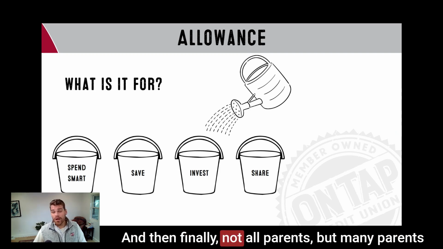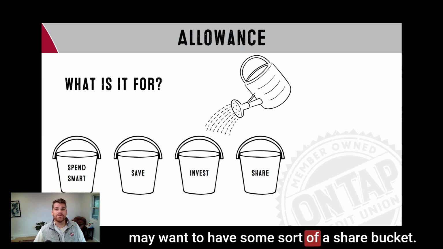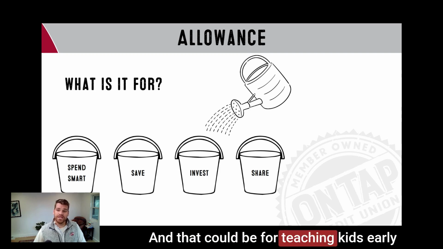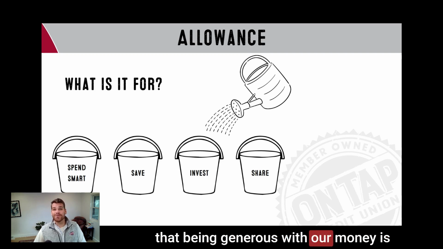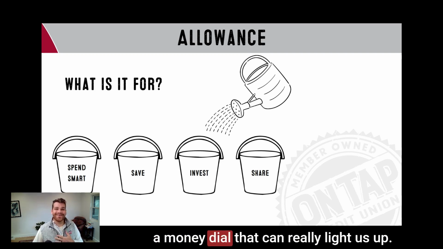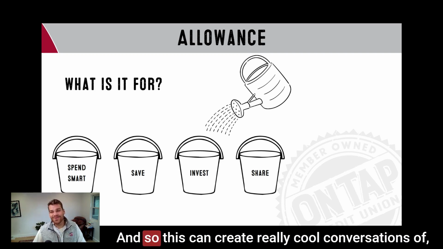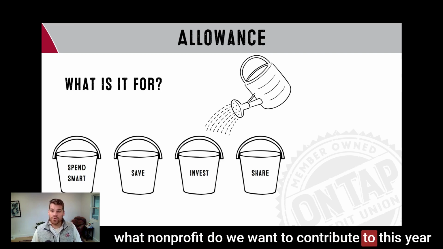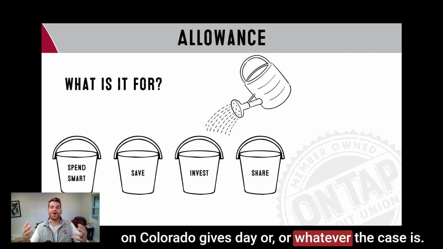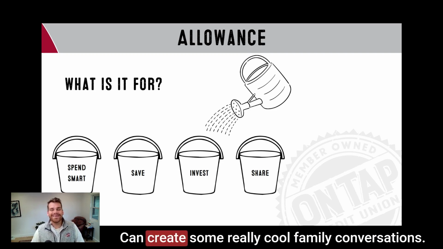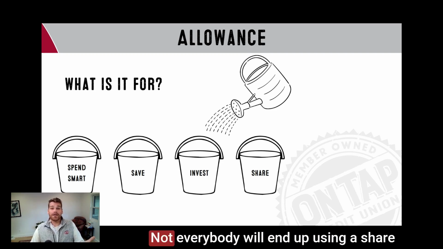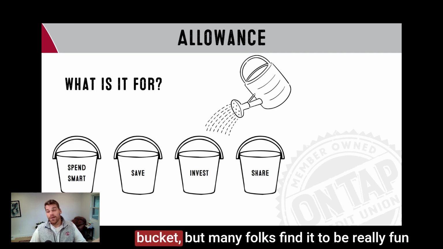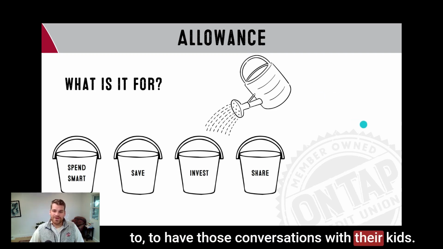And then finally, not all parents, but many parents may want to have some sort of a share bucket. That could be for teaching kids early that being generous with our money is a money dial that can really light us up. And so this can create really cool conversations, whether it's tithing or what nonprofit we want to contribute to this year on Colorado Gives Day or whatever the case is. This can create some really cool family conversations. Not everybody will end up using a share bucket, but many folks find it to be really fun to have those conversations with their kids.